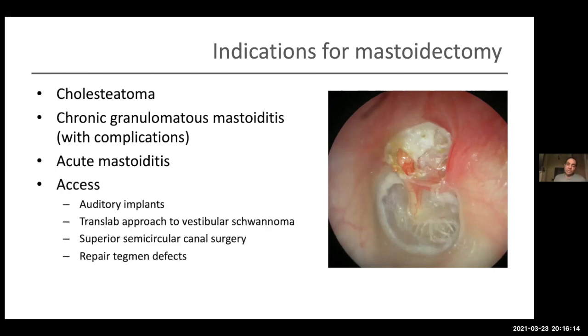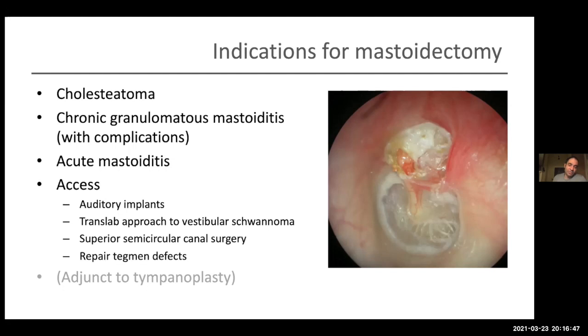And then you may do a mastoidectomy, of course, for access for things such as auditory implants, middle ear implants. You may need to approach inner ear pathology in the vestibular schwannoma or cochlear implant, of course. You may need to operate on other things as well, such as a tegmen and semicircular canals. There's also this idea that it can act as an adjunct to tympanoplasty. So in some cases, you may wish to perform a mastoidectomy in addition to tympanoplasty.